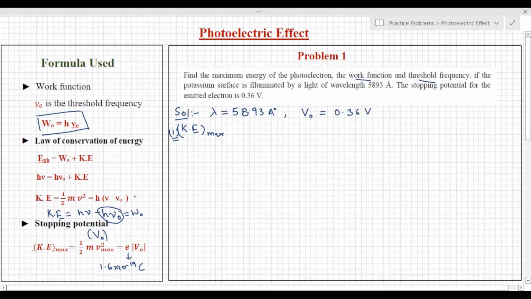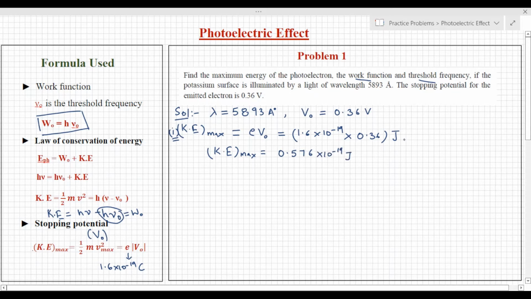Kinetic energy maximum, as we have seen, is related to the stopping potential as e V naught. Here e is the electronic charge, so you can substitute its value, 1.6 into 10 raised to the power minus 19, into V naught, which is given to you as 0.36 volts. This term will come out in joules. When you solve it, you will get kinetic energy maximum as 0.576 into 10 raised to the power minus 19 joule.